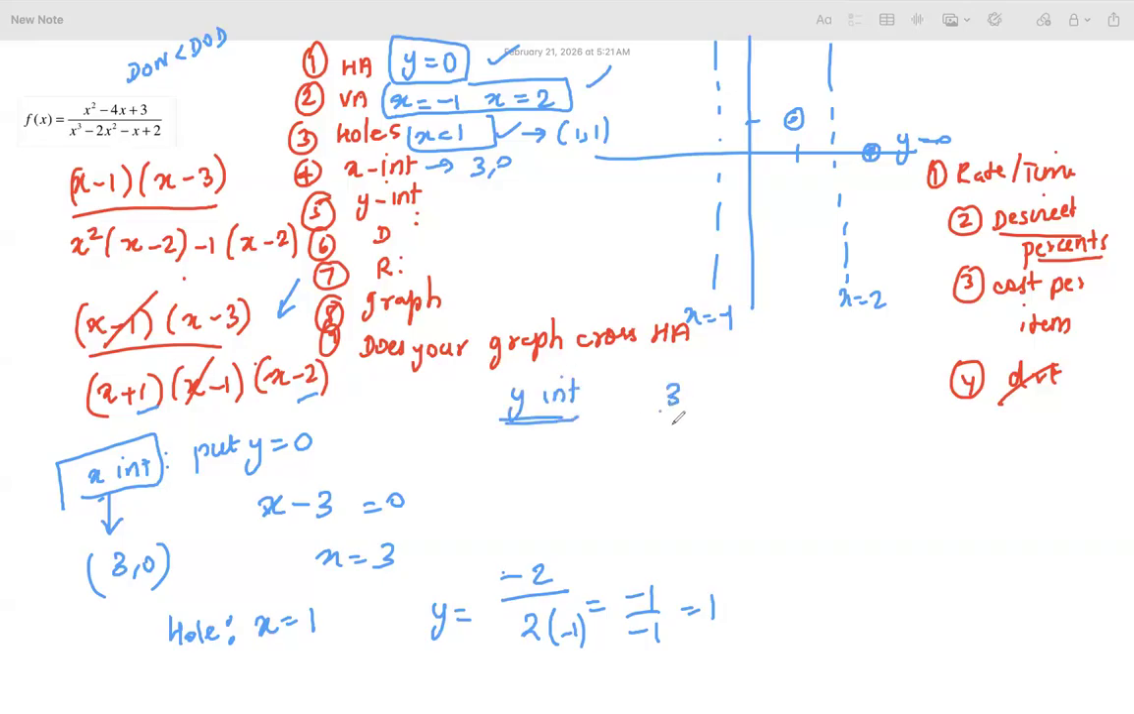If I put x equal to 0, this becomes y equal to 3 by 2. So x equal to 0, y equal to 0 comma 3 by 2. 0 comma 3 by 2 is a point in the graph. Okay, that makes sense. That makes sense.